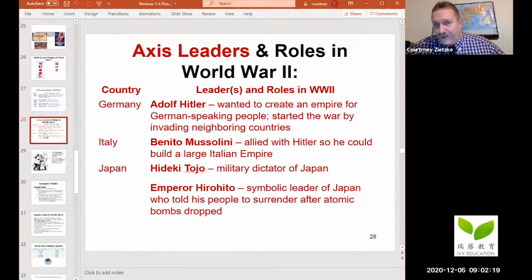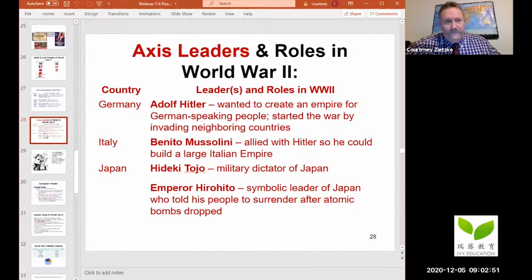Italy, we have Benito Mussolini, allied with Hitler so he could build a large Italian empire. Hitler revered Mussolini because he was a staunch supporter of a dictatorial type government. And Hideki Tojo, military director or dictator of Japan. Emperor Hirohito was a symbolic leader of Japan who told his people to surrender after the atomic bomb was dropped.